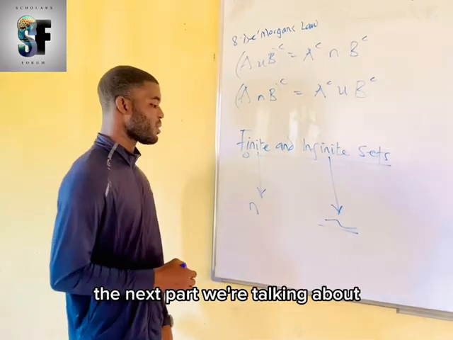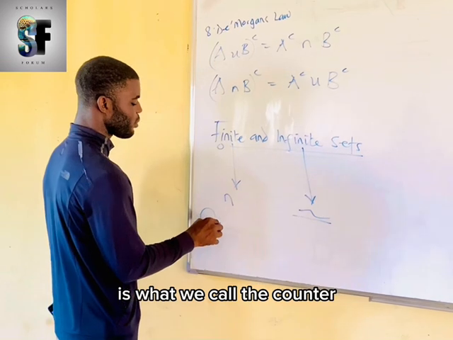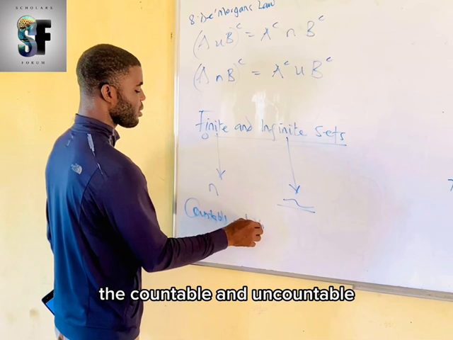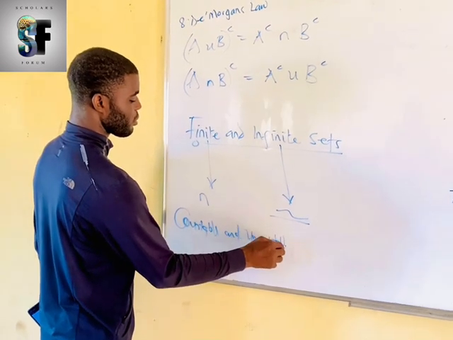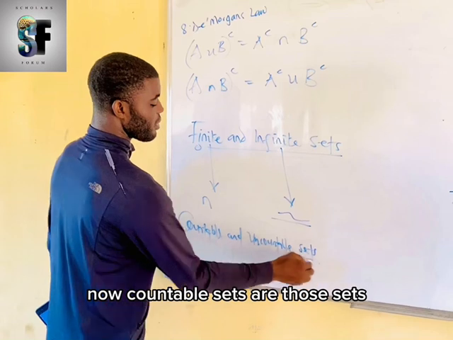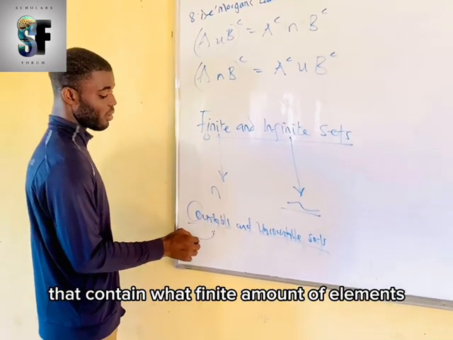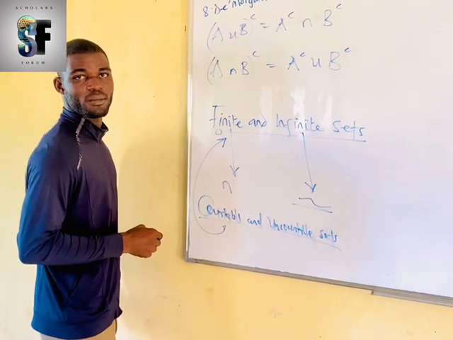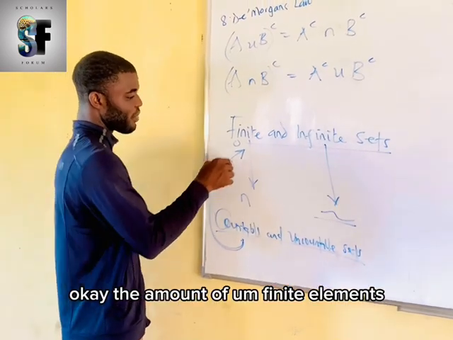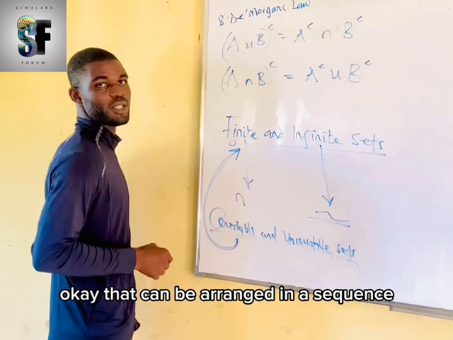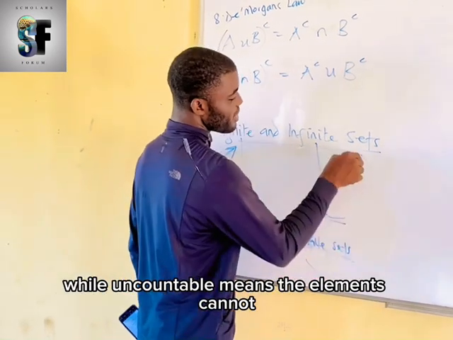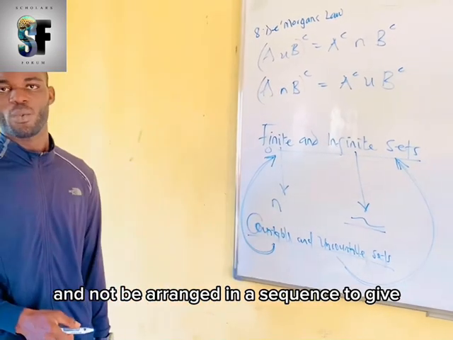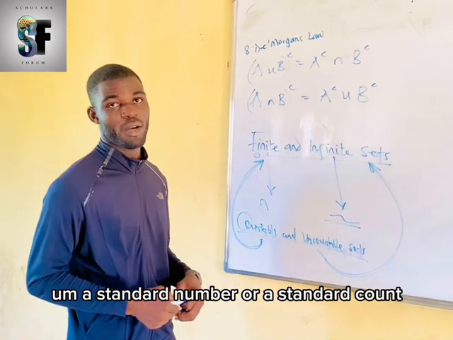Now, the next part we're talking about is what we call countable and uncountable sets. Countable sets are those sets that contain what? A finite amount of elements that can be arranged in a sequence. While uncountable means the elements cannot be arranged in a sequence to give a standard number or a standard count.